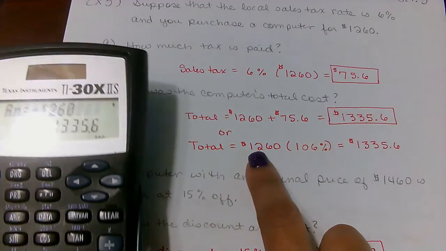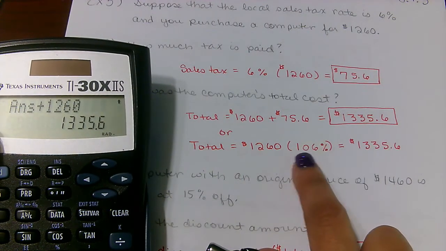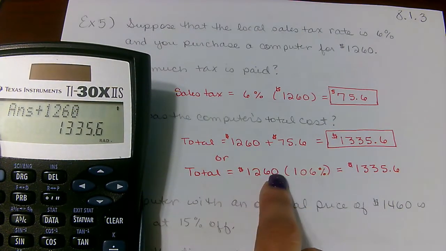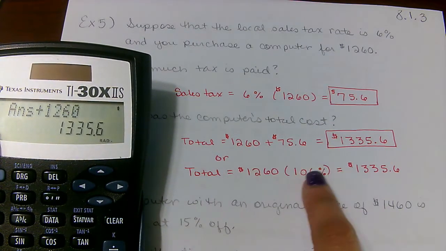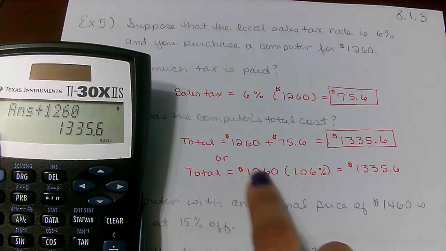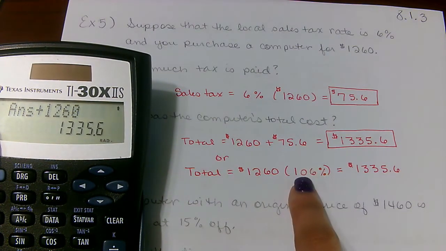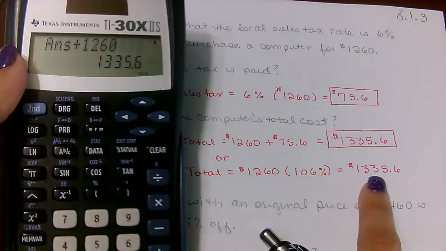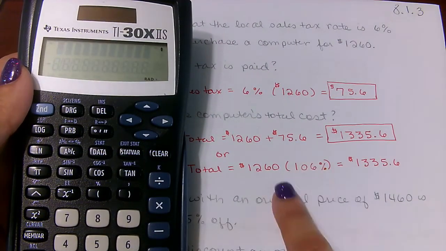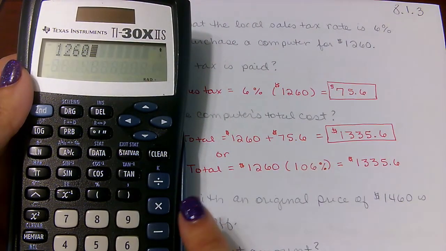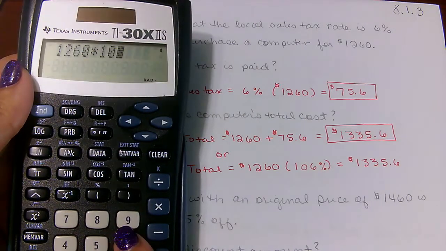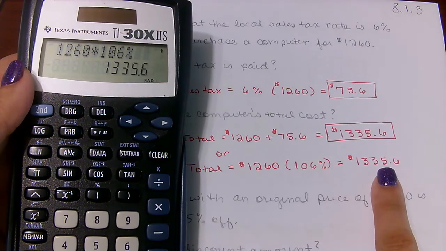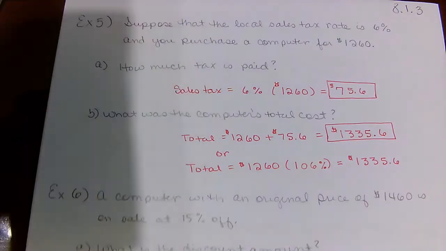You could take the original amount and multiply it by 106%. When you're using 106, it's saying the entire amount plus 6% of the amount as well. So if you do it this way, you can just add 100 to whatever your tax rate is, and that will tell you how much the total cost would be. So if we have $1,260, we're going to times it by 106%, percent sign, equals, and you get the same exact dollar value.